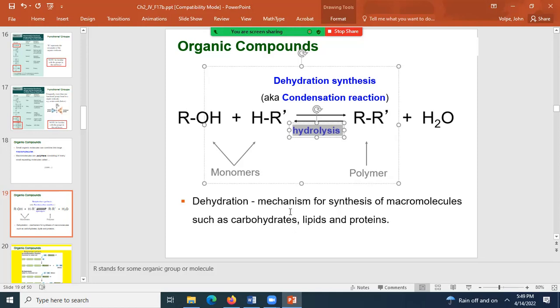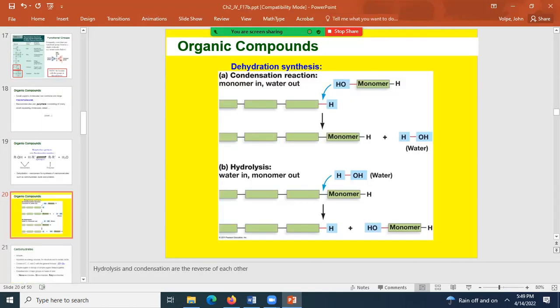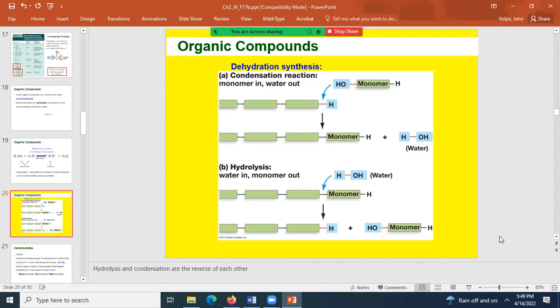Dehydration is the mechanism for synthesis of macromolecules, such as how we make carbohydrates, lipids, and proteins. And let's take a look at that in a little different form. Dehydration synthesis, making a larger molecule. This is actually a polymer already, but we're adding a monomer to it. And the water comes out, OH on this molecule, H on that molecule. The monomer then binds directly to the polymer and making a larger polymer, and that forms water.